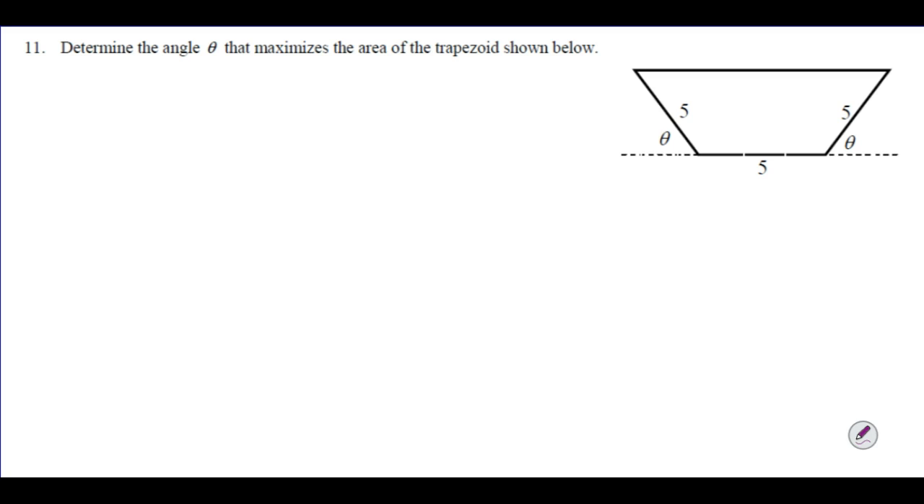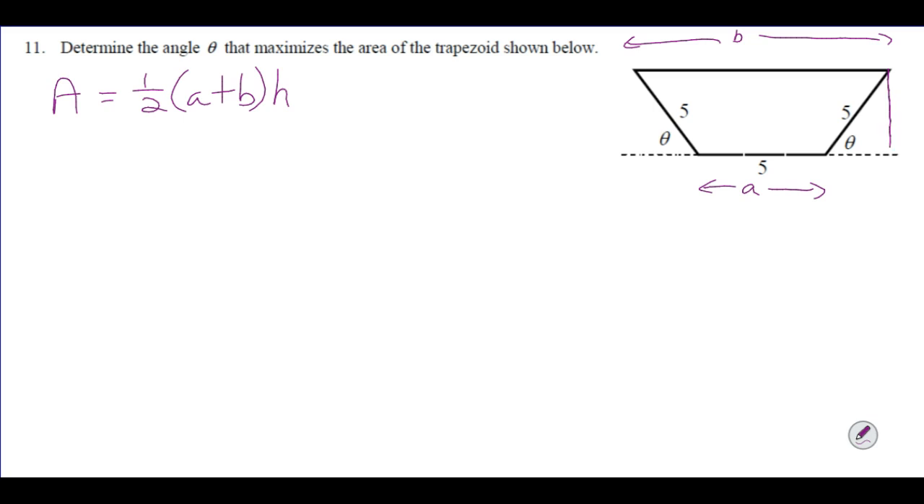Determine the angle theta. In this case, we do want the angle that maximizes the area. Anybody know the formula for the area of a trapezoid? Well, it'll be given to you if you need it. Is it 1/2 (A plus B) times H? It is. So let's call this A. A and B are the parallel sides, since a trapezoid has one pair of parallel sides. Then B is this length, and H is the height.